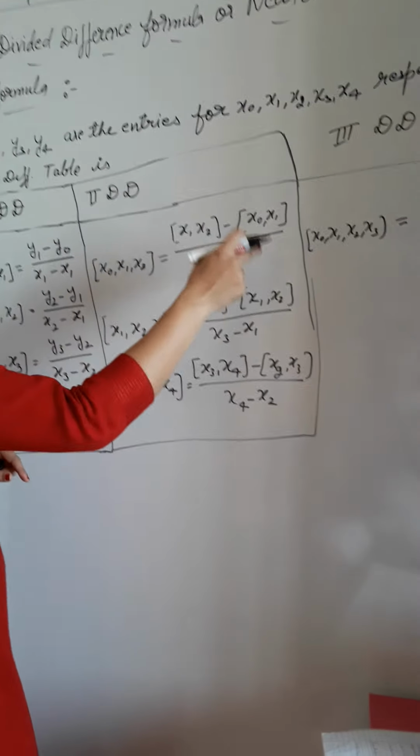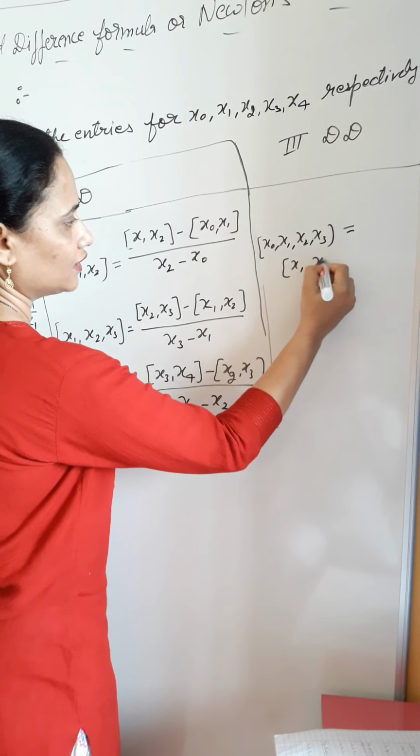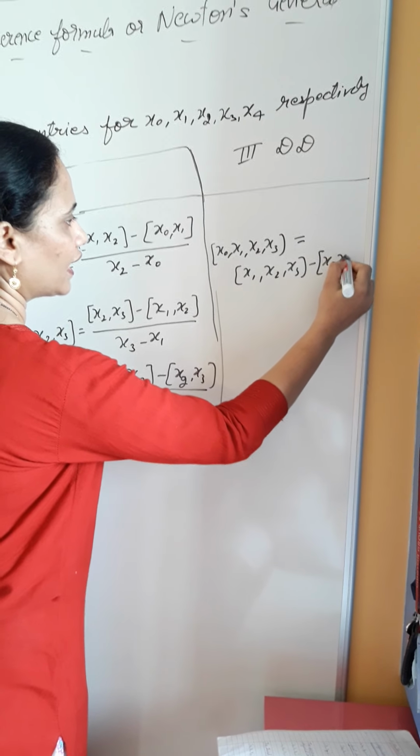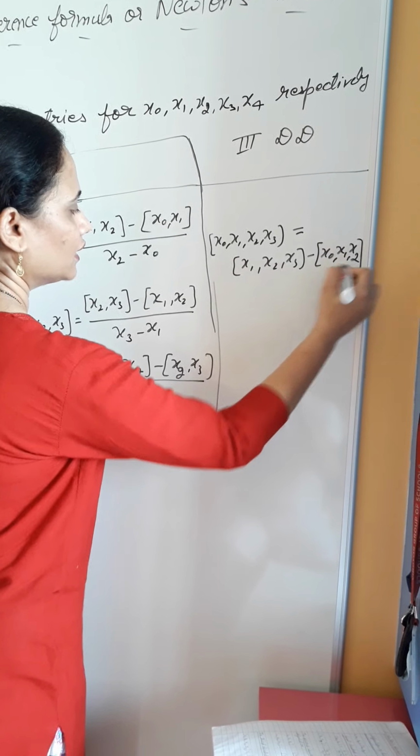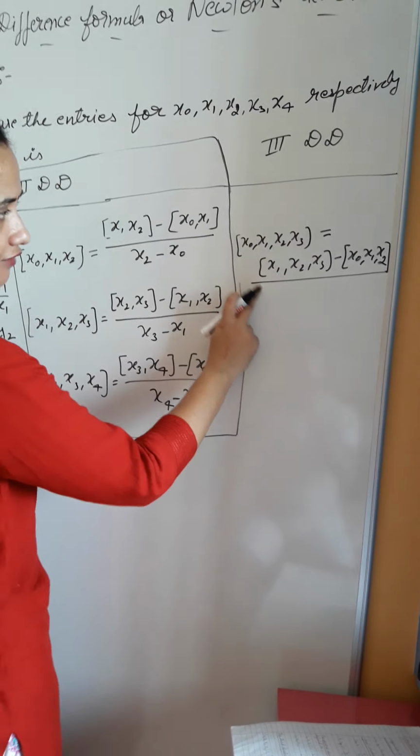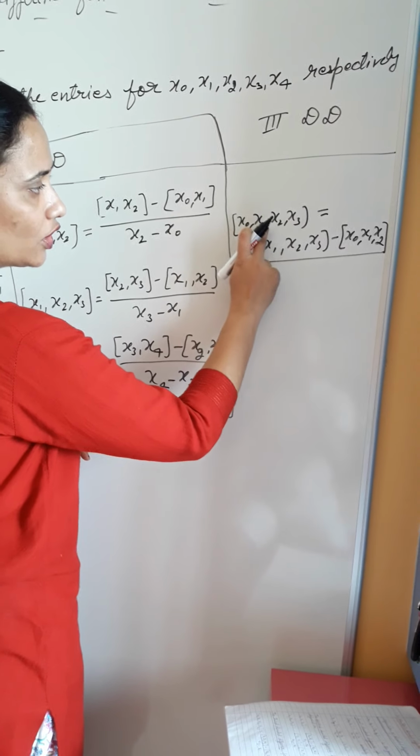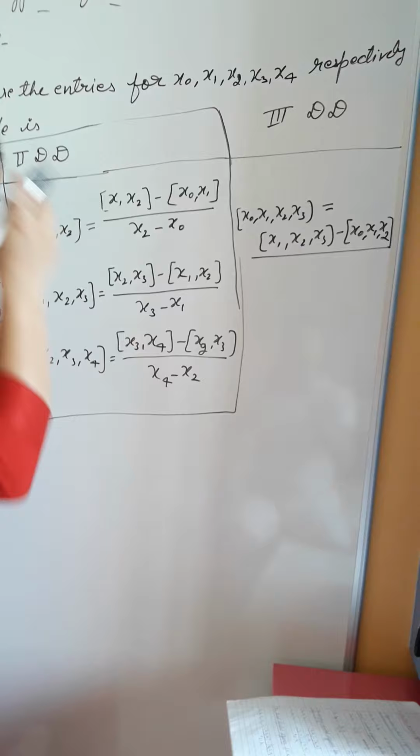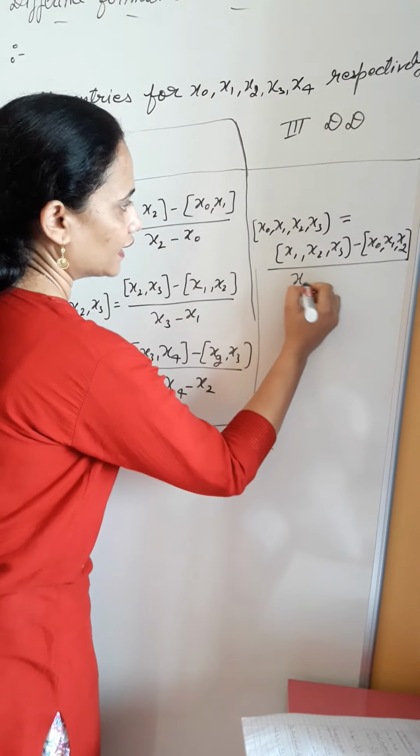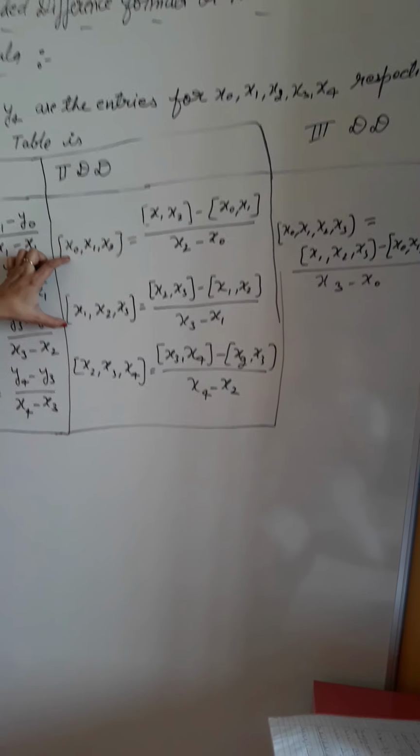See, we are adding 1, 1, 2. Now we have to take the last three values. x1, x2, x3 minus x0, x1, x2. Listen to me and try to write. If you are not able to see properly what I have written: last three values, x1, x2, x3 minus x0, x1, x2, divided by, again, the extreme values, x3 minus x0. This is the third divided difference for these two.